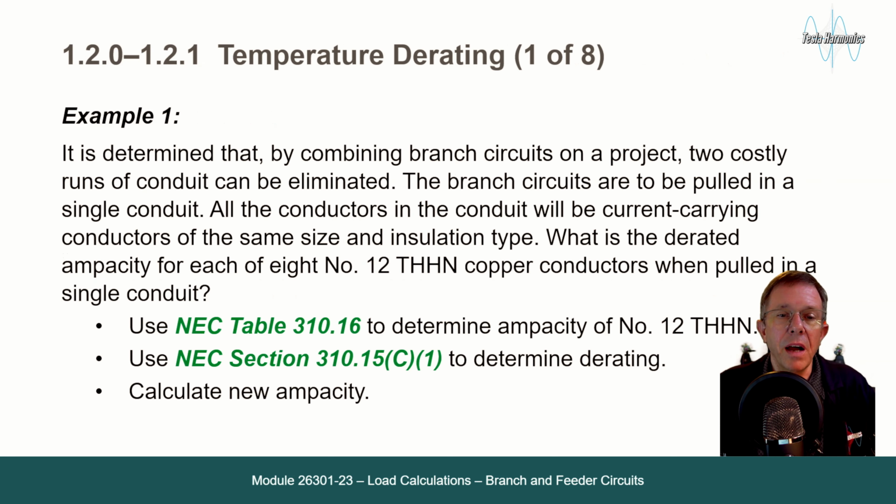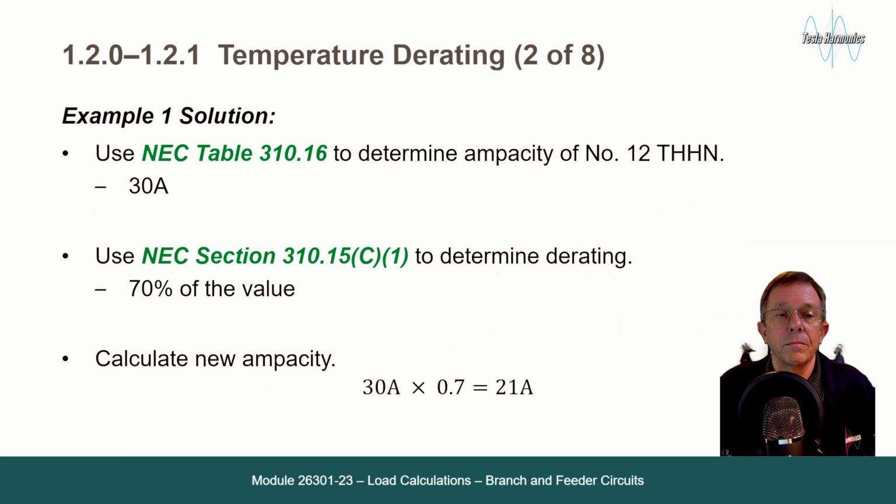It is determined that by combining branch circuits on a project, 2 costly runs of conduit can be eliminated. The branch circuits are to be pulled in a single conduit. All the conductors in the conduit will be current carrying conductors of the same size and insulation type. What is the derated ampacity of each of 8 number 12 THHN copper conductors when pulled in a single conduit? We're going to use NEC table 310.16 to determine the ampacity of number 12 THHN. We're going to use NEC section 310.15(C)(1) to determine derating, and we're going to calculate the new ampacity.